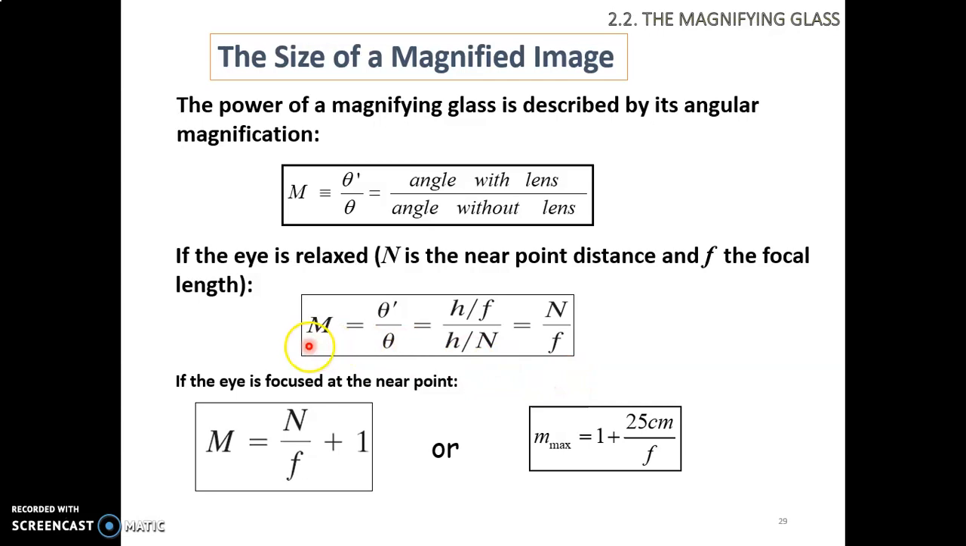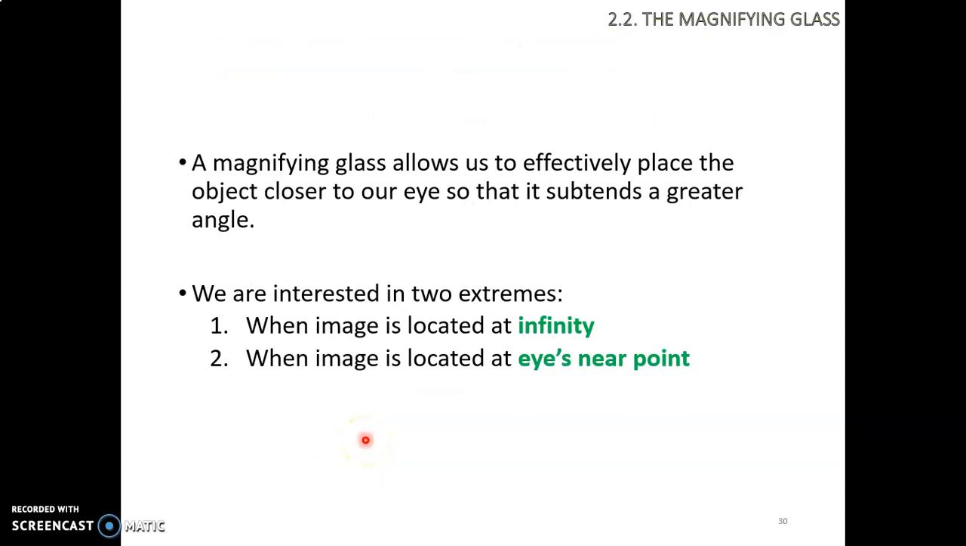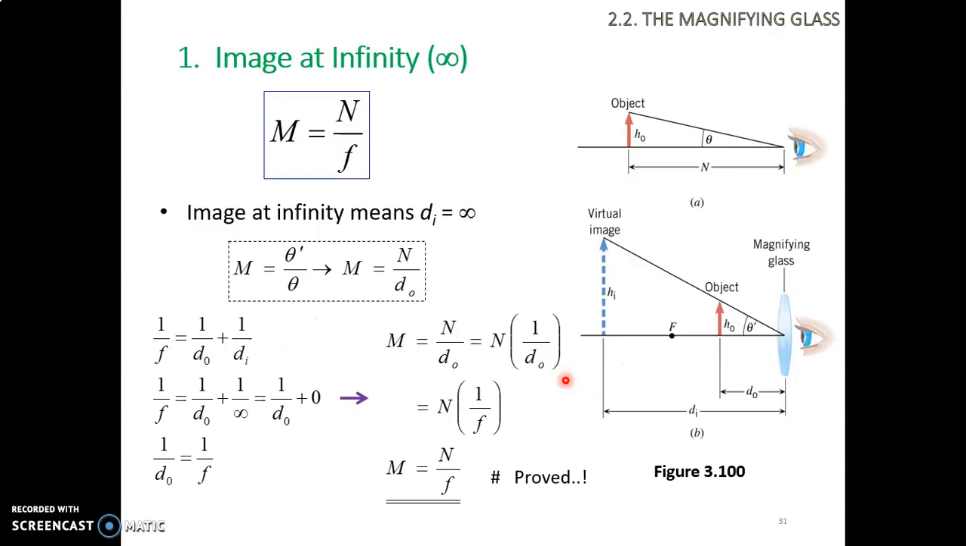There are two equations: M is equal to n over f, and M is equal to n over f plus 1. So we are going to see two situations: the first is when the image is located at infinity, and the second is when the image is located at the near point of our eye. For the image formed at infinity, the magnification M is equal to n over f. Using the lens equation, we are going to derive the equation for angular magnification with the image located at infinity.